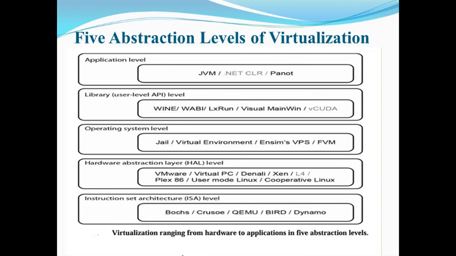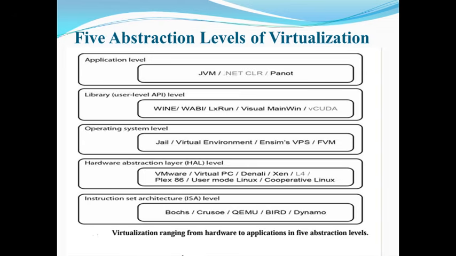At the application level, virtualization helps create an application runtime using tools like JVM or .NET to make the application independent of the underlying OS. At the library level, tools like WINE, LxRun, Visual MainWin, and vCUDA allow applications written for one OS to run on another by intercepting API calls.